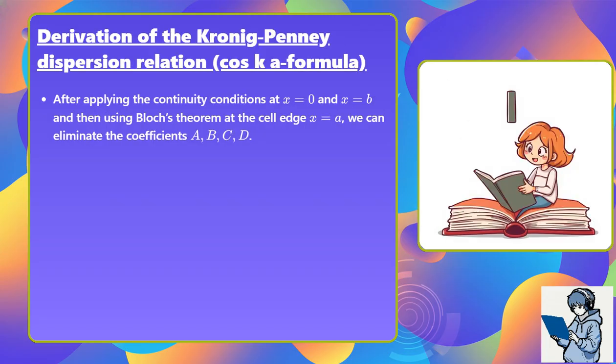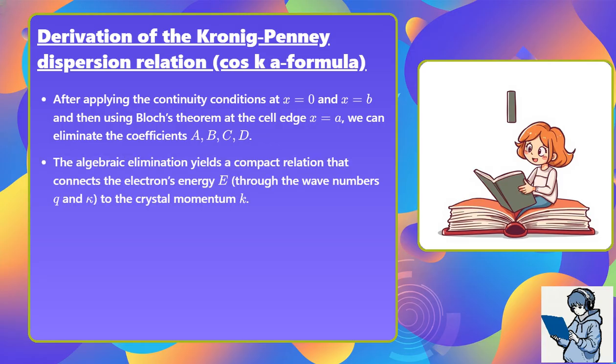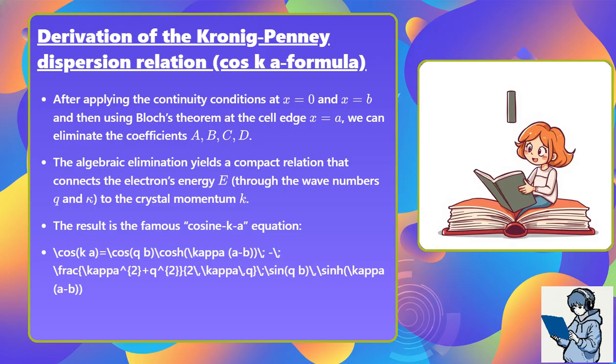After applying the continuity conditions at x equals 0 and x equals b, and then using Bloch's theorem at the cell edge x equals a, we can eliminate the coefficients A, B, C, D. The algebraic elimination yields a compact relation that connects the electron's energy E through the wave numbers q and κ to the crystal momentum k. The result is the famous cosine ka equation. cos(ka) equals cos(qb) times cosh(κ(a − b)) minus (κ squared plus q squared) divided by 2κq times sin(qb) times sinh(κ(a − b)).